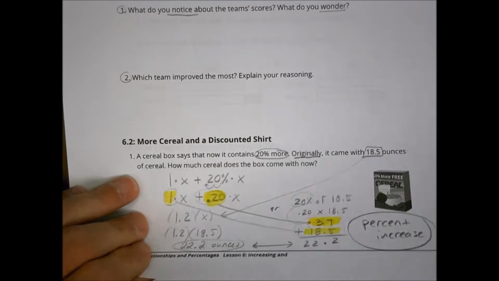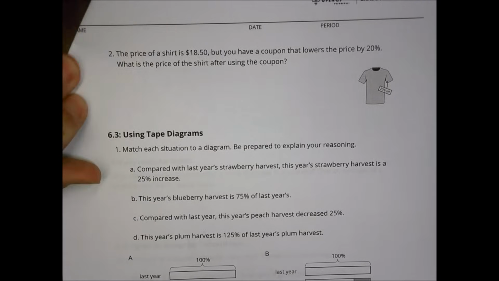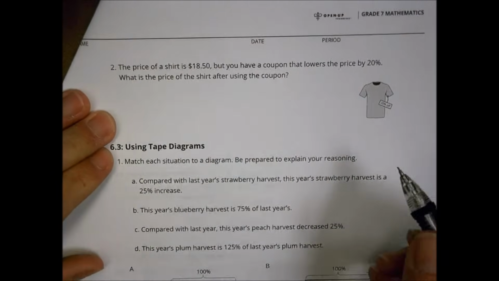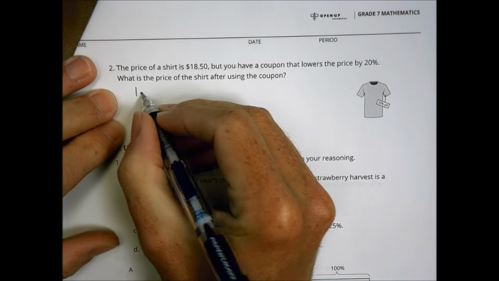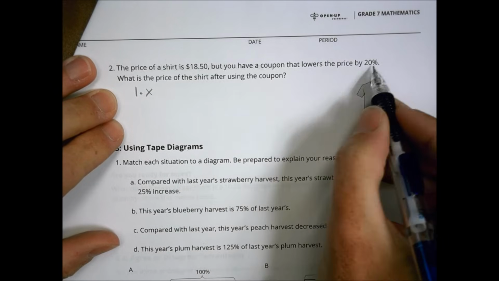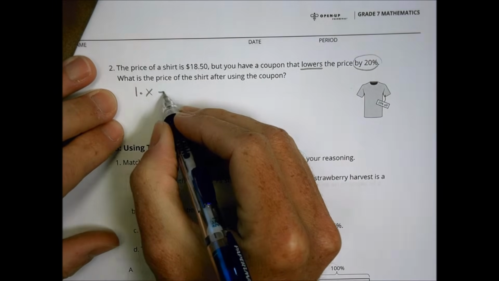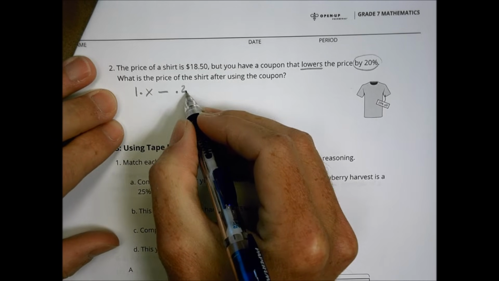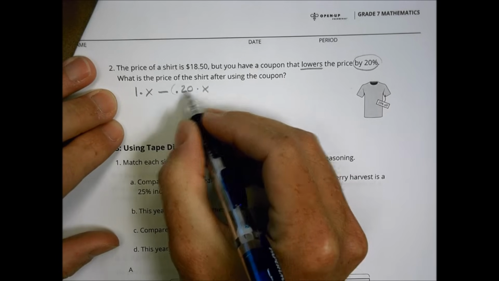Let's look at the next one, which is going to be an example of what we would call a percent decrease. All right, so it says that the price of a shirt is $18.50. That's my original, right? Think back again. It's 1 times X. That's my original value there. But I have a coupon that lowers the price by 20%. That's going to be a decrease. I'm going to be subtracting 0.20 times X. That's my decrease value.